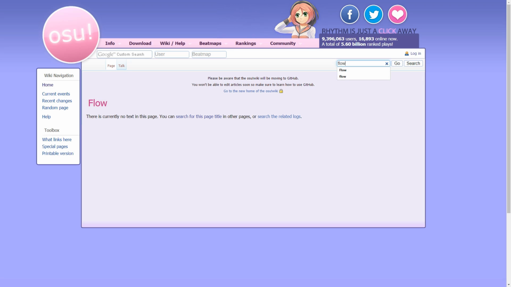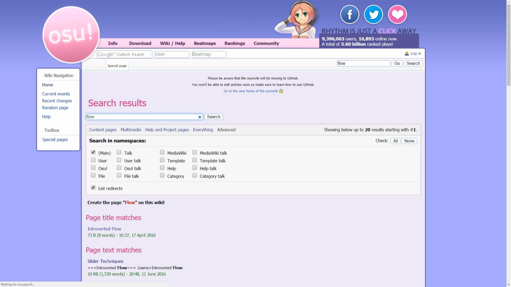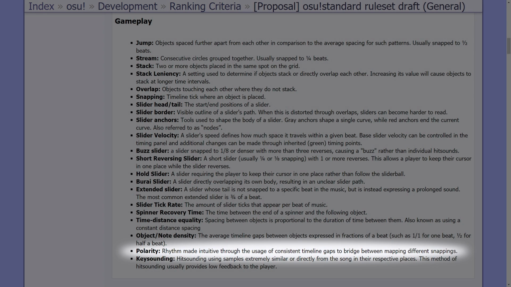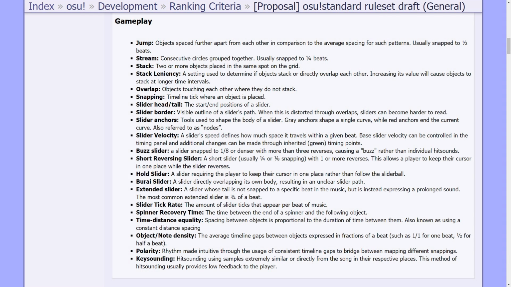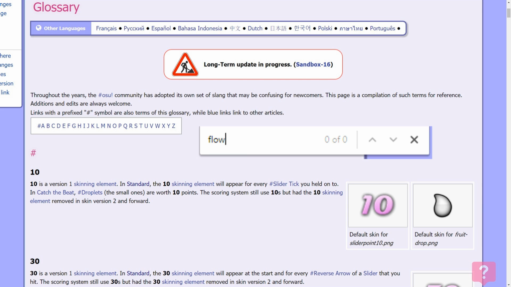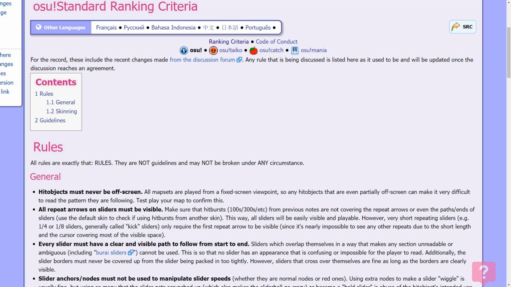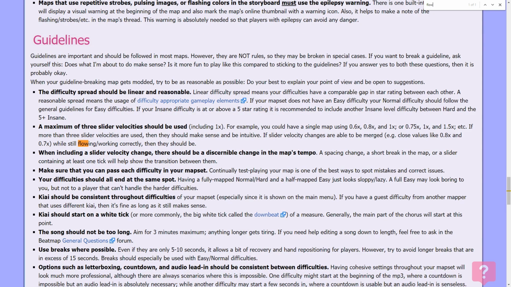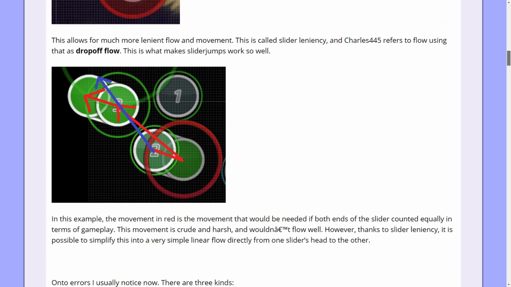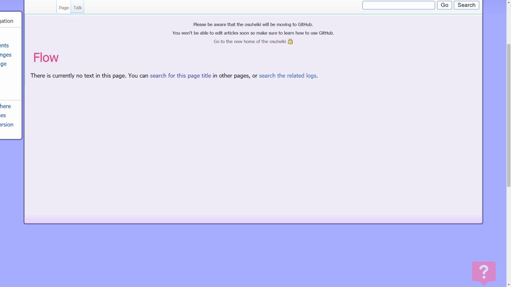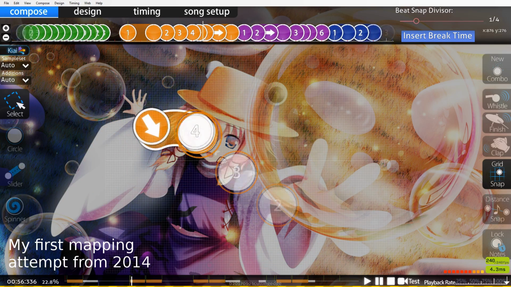There is no hard official definition for flow, and I have tried looking. The proposed new standard criteria has a list of terms that cover things like polarity and note density, but nothing on flow. The list of mapping techniques is pretty outdated and doesn't have anything useful. The glossary returns no results. The current standard criteria returns no results, and the general ranking criteria doesn't have anything useful either. There are community written articles and even videos on the subject of flow, but other than that, there is no solid documentation, which is why many new mappers seem to struggle with the concept.